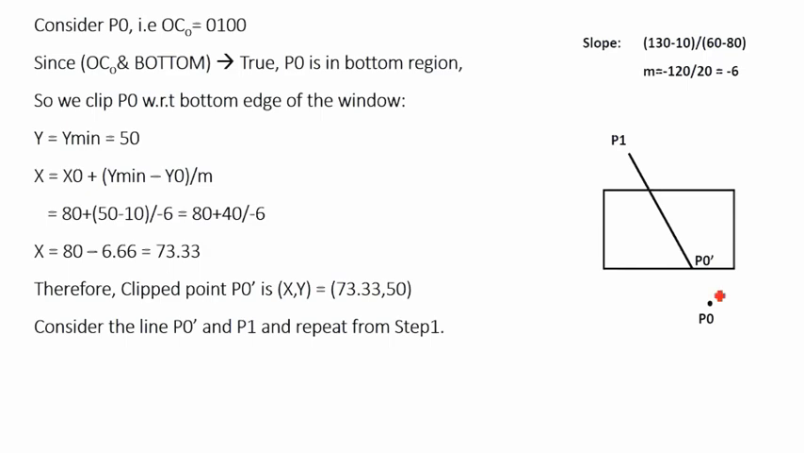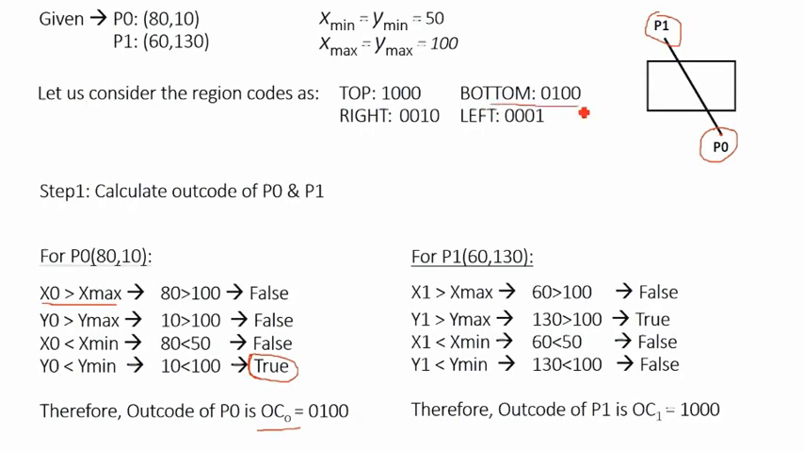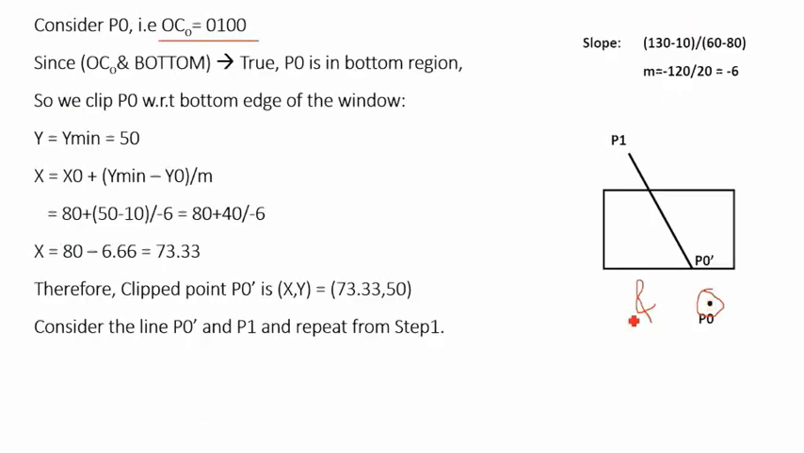Now see, I would consider P0. I took my P0, and since P0's outcode is giving me AND with bottom, the bottom variable was this. If I perform P0's outcode AND the bottom, that gives me true. So I'll have to clip this point with the bottom region. So I'll clip this point with the bottom region and I would get the intersection point. The next thing that I have to do is update my line to this. So basically I have to update my P0 to this P0 dash and repeat the step.